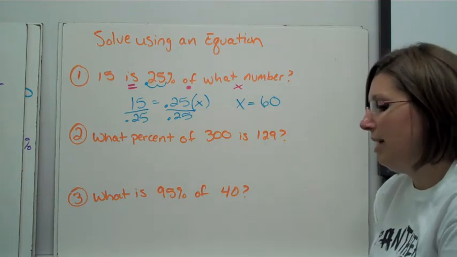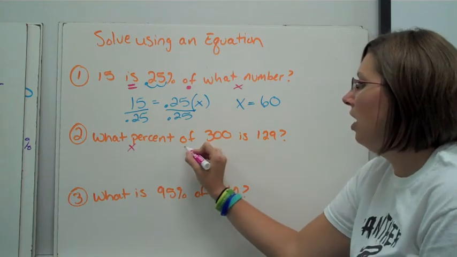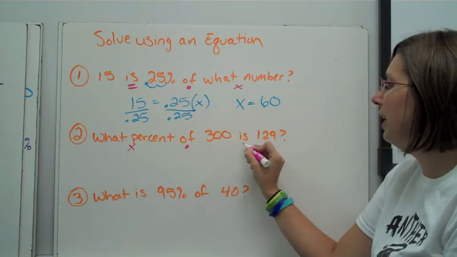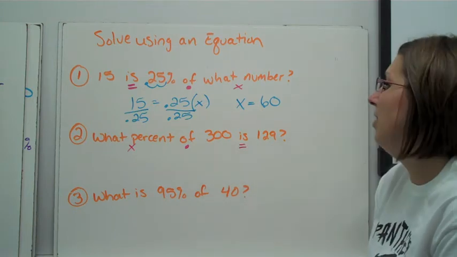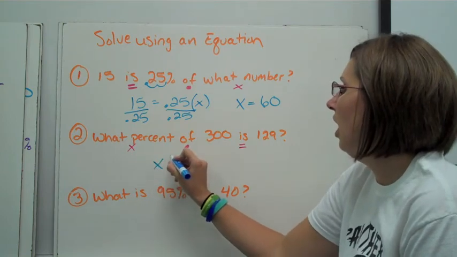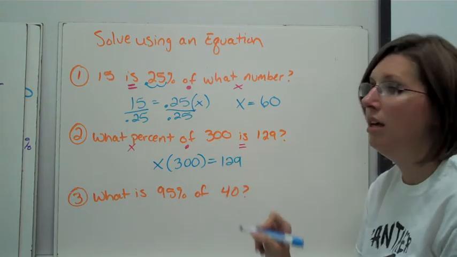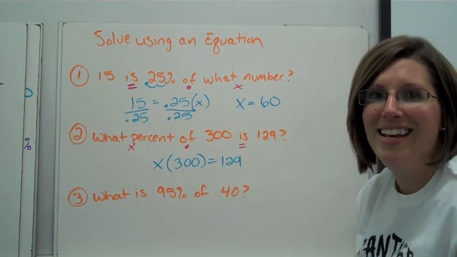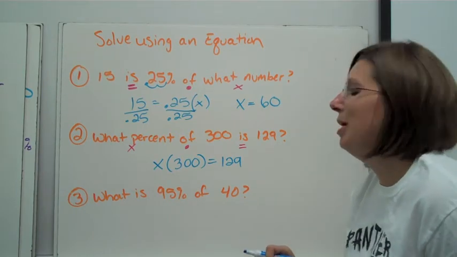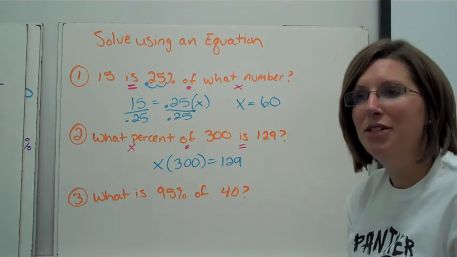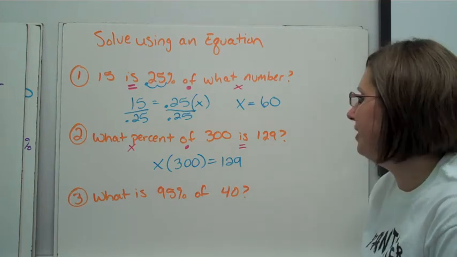All right, the second example. What percent, so that's my unknown, of means times 300 means equals 129. So I'm going to set up my equation now. What percent of 300 is 129? Sometimes it's easier to say things out loud while you're writing them out, as long as you're quietly saying it to yourself if you're in your classroom. That just mentally makes me work through the problem a little bit easier.